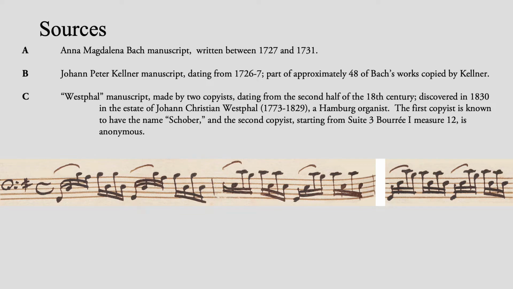Then we have Source C, known as Westphal. This copy was discovered in 1830, but had been written sometime in the second half of the 18th century by 2 anonymous professional copyists. The second copyist took over in the first Bourrée of Suite 3.